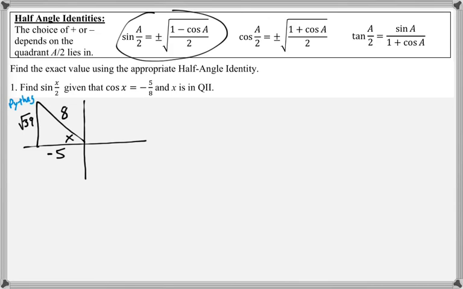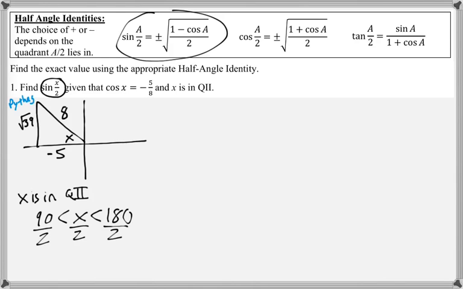And we know that x is in quadrant 2, which means that it's between 90 and 180. But I want to know about x over 2. So I'm going to divide x by 2, and that means I need to divide all the other ones by 2. So x over 2 is between 45 and 90. Therefore, x over 2 is in quadrant 1.